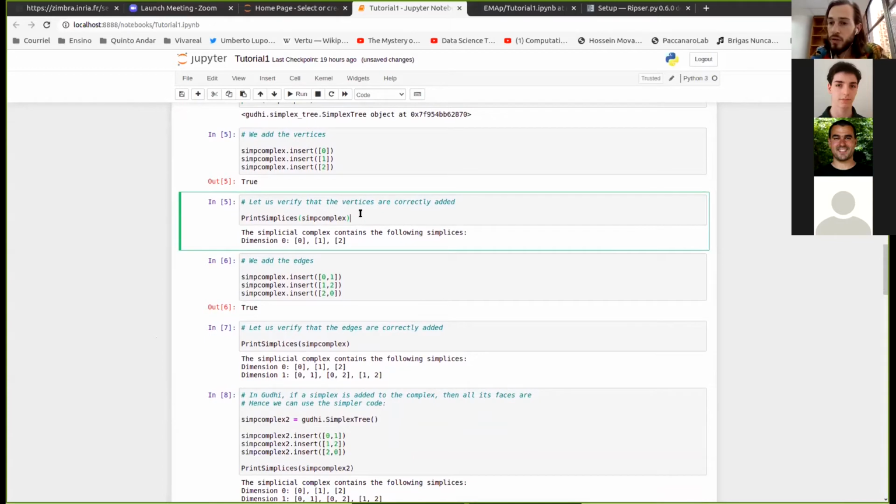And I wrote for you a function that prints the list of the simplices of the simplicial complex. So if you do that, you will see that at the moment, our simplicial complex contains only 3 simplices of dimension 0, the 3 vertices.